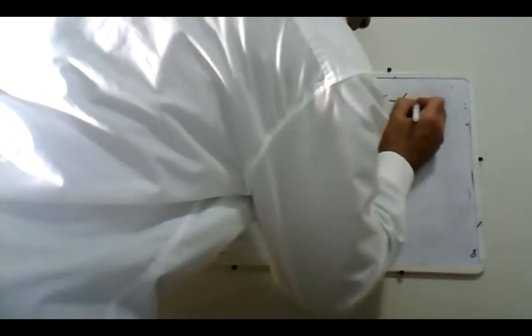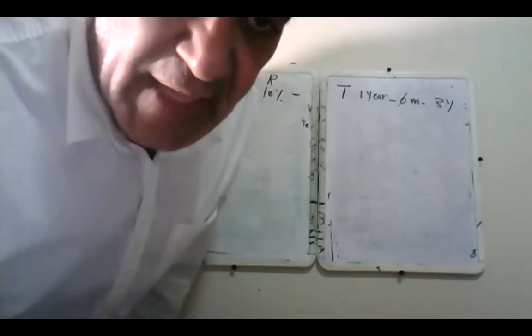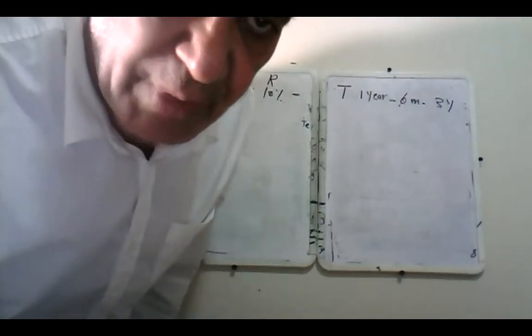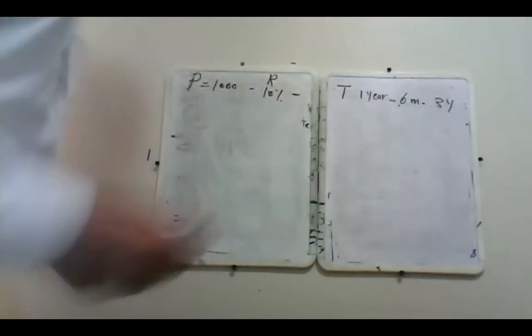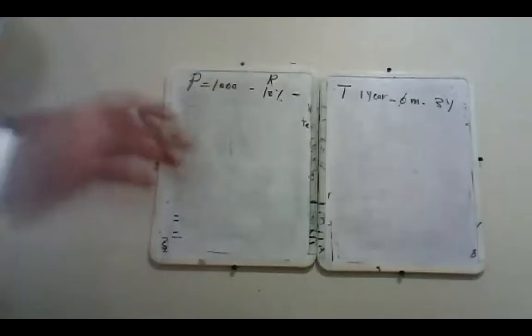So this time I will calculate the time as 1 year, 6 months, and 3 years. I will check out the results of each one of them. But in this case, I will work with simple interest and compound interest. So this is considered as two examples in one example at the same time. Let's go now for the solution of this example.